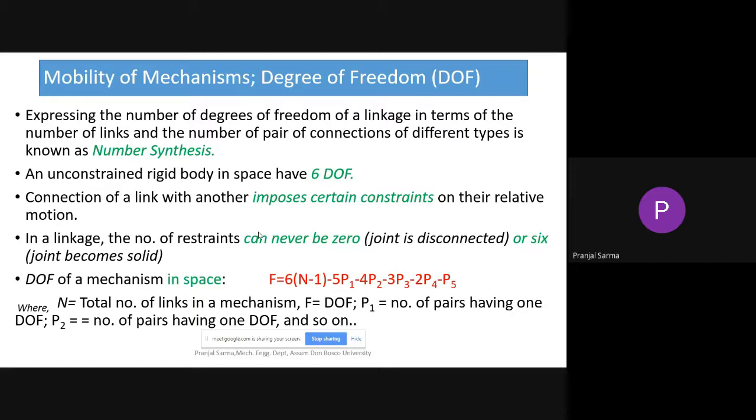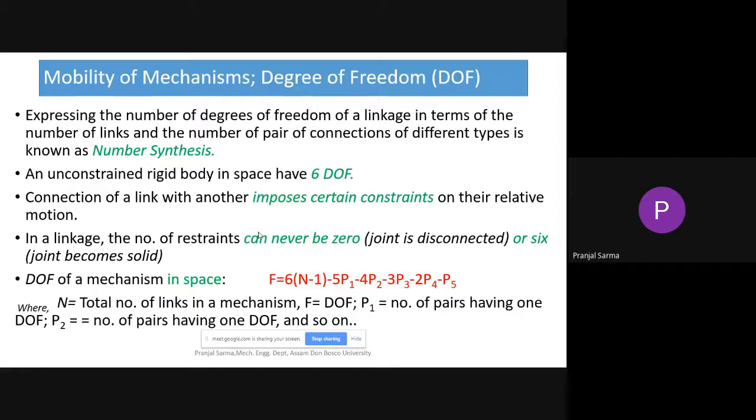Right now we are talking in terms of the motion, so these are the different independent motions. If you think of any rigid body in space, it has 6 degrees of freedom. Basically, along three orthogonal axes, that is the x, y, and z axes, it can have translational motion and it can also have rotational motion.